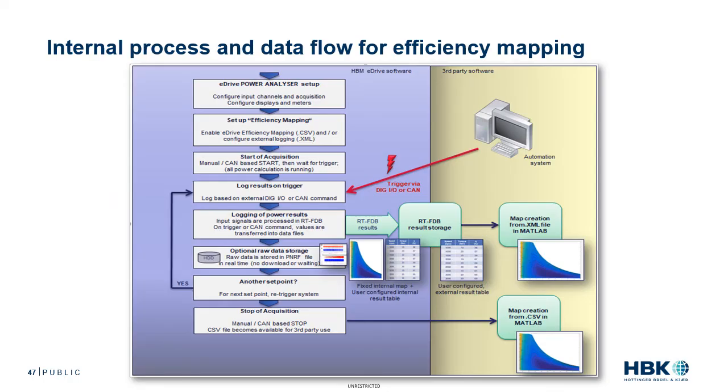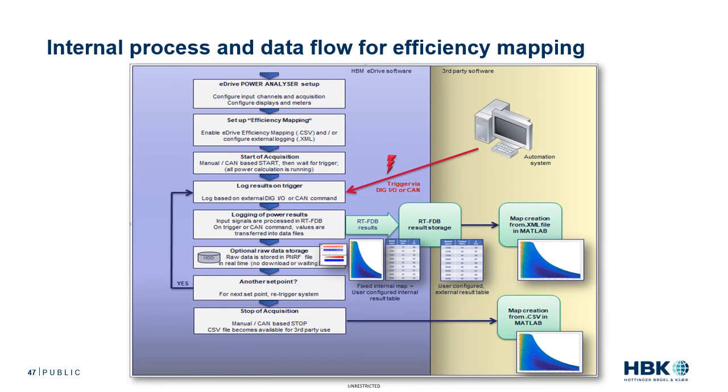So here's a screen I found for the internal process and data flow for efficiency mapping. So essentially you set up the power analyzer for the acquisition you're going to perform, the currents, the voltages, torque, speed, and what have you. And then you set up the efficiency map that you want to create, because it can be on just the inverter, the motor, or the entire drivetrain, and identify what items you want in your table.